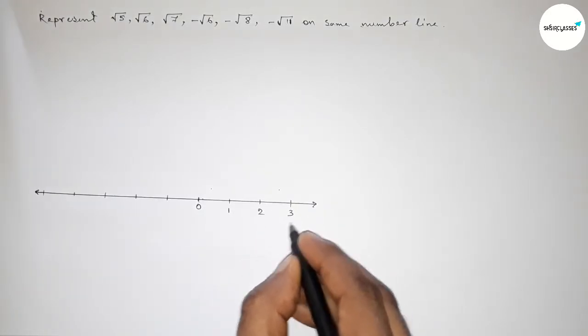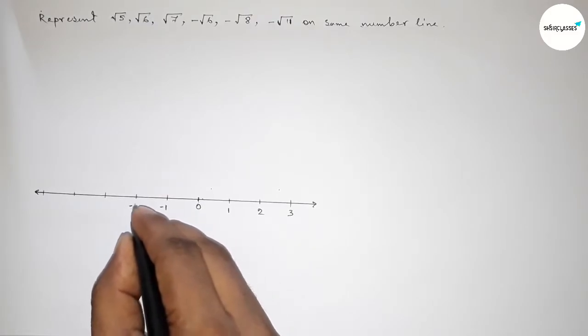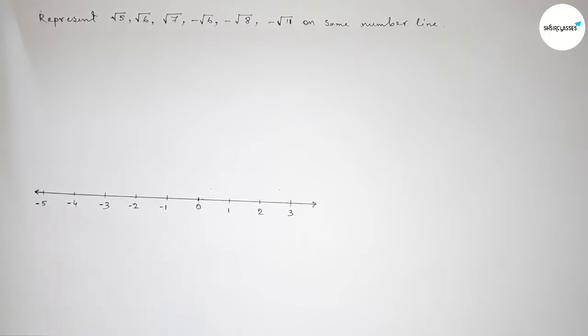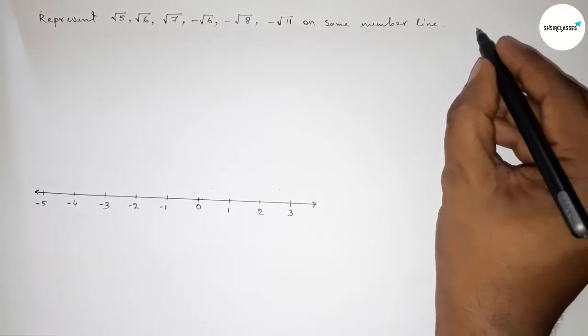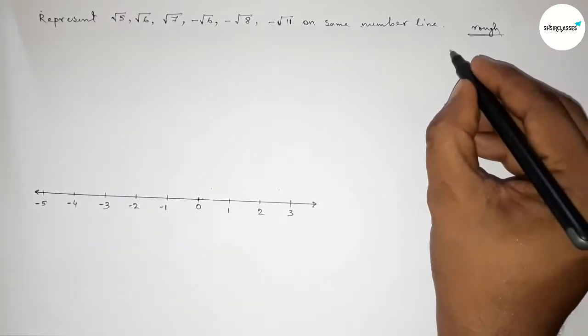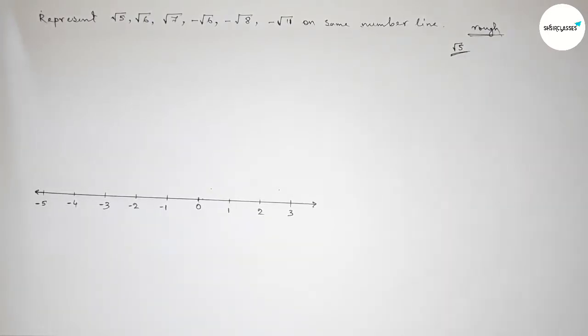So this is 1, 2, 3 and this side -1, -2, -3, -4 and -5. Okay, now roughly discussing some important calculation here. So first we have to represent root 5.